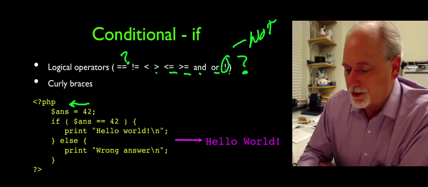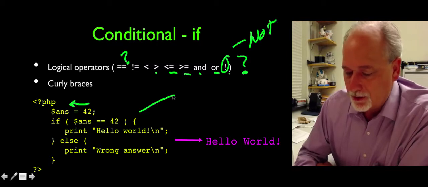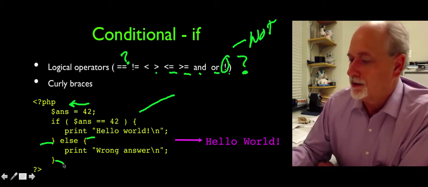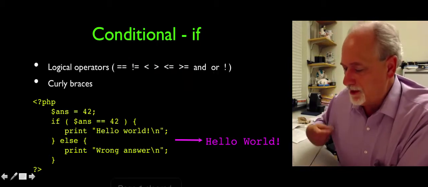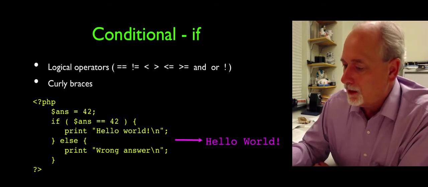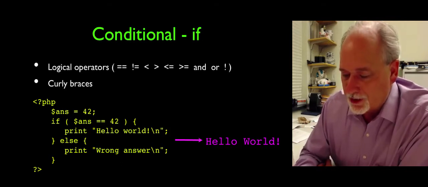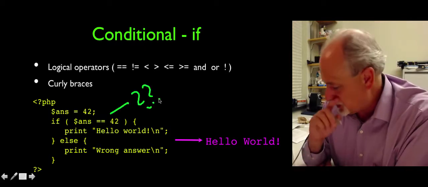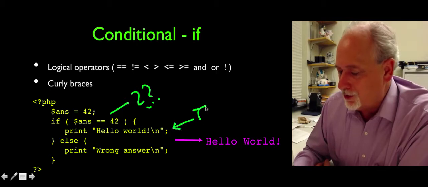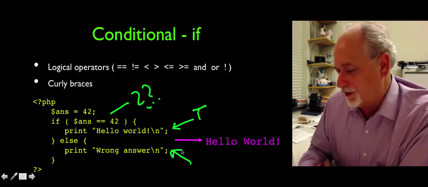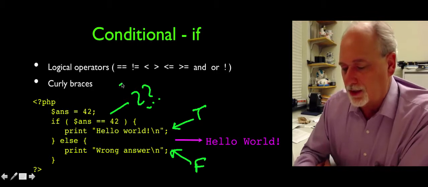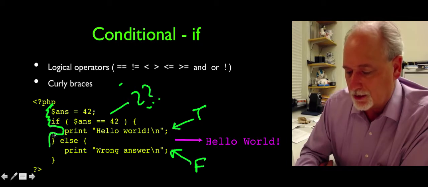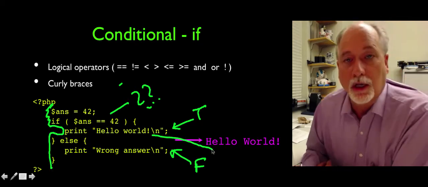Curly braces are used to mark the beginning and end of blocks of code. The if statement has the word if, then parentheses, and then some kind of logical expression that's asking the question. In this case, if it's true, it runs this code, and if it's false, it runs that code. In this case, the answer is indeed 42. So the code runs like this, and then it's done, and out comes hello world.